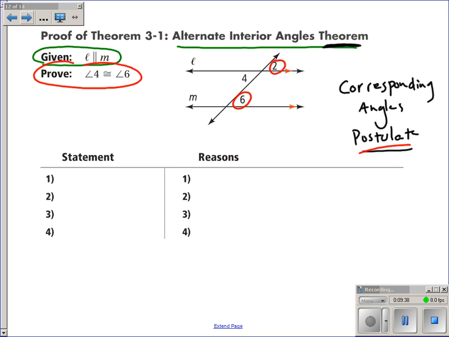Okay, I also can look at 4 and 2 and think about how 4 and 2 are related. And 4 and 2 are vertical angles. And we have a theorem about vertical angles, that they're congruent by the vertical angles theorem.